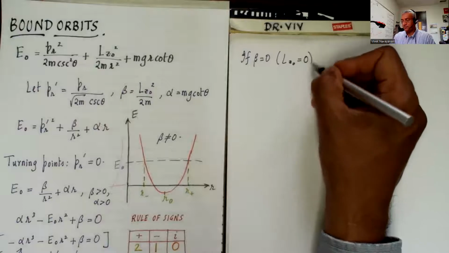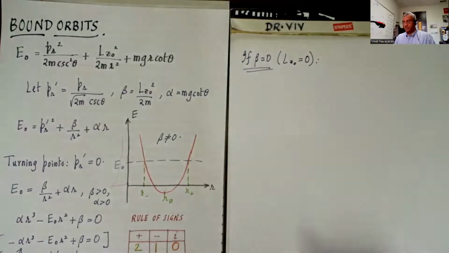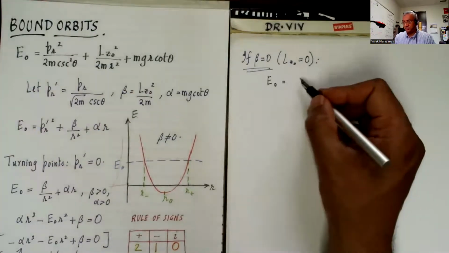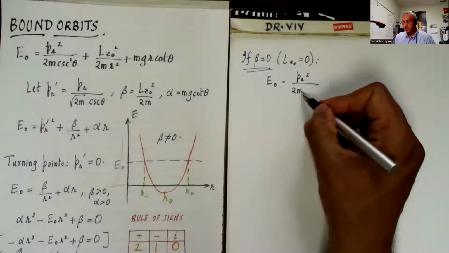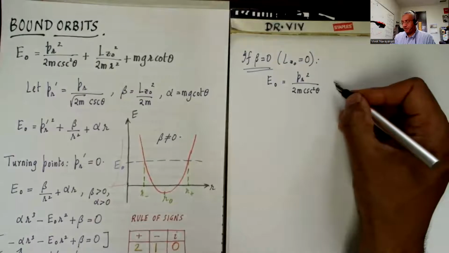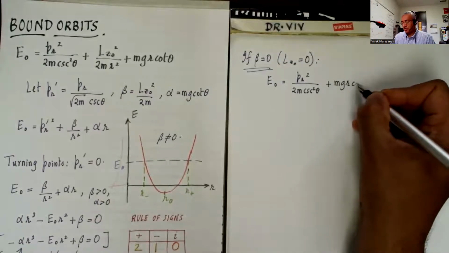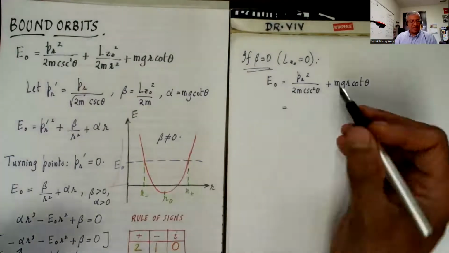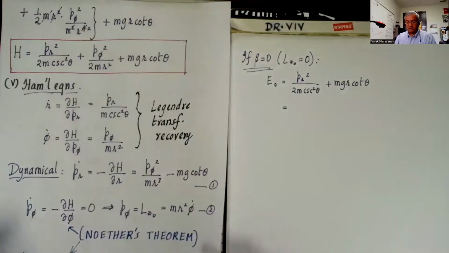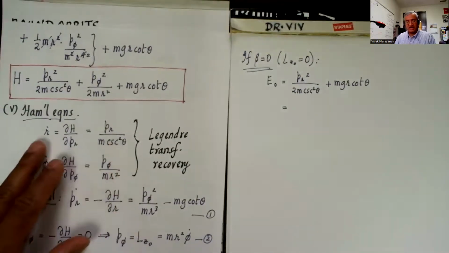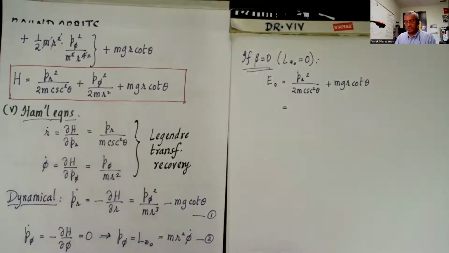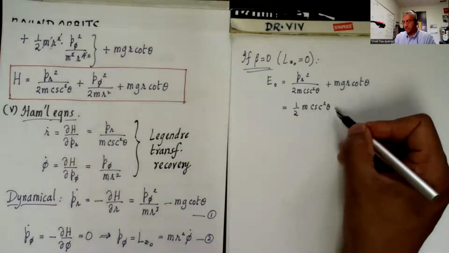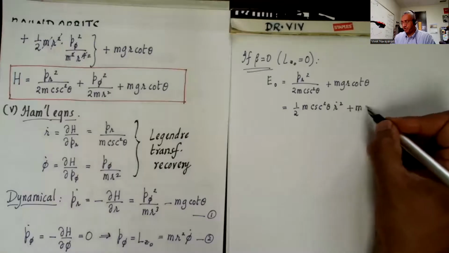L_z naught equal to 0. Then what happens? Well, first of all, our equation becomes a little bit simpler. E naught is P_r squared over 2m cosecant squared theta plus mgr cot theta. We lose the term in the middle because there's no angular momentum. Now I'm going to put back the Legendre transformation. So P_r I'll write as r dot times m cosecant squared theta. So I'm going to get 1/2 m cosecant squared theta r dot squared when I do that and simplify, plus mgr cot theta.